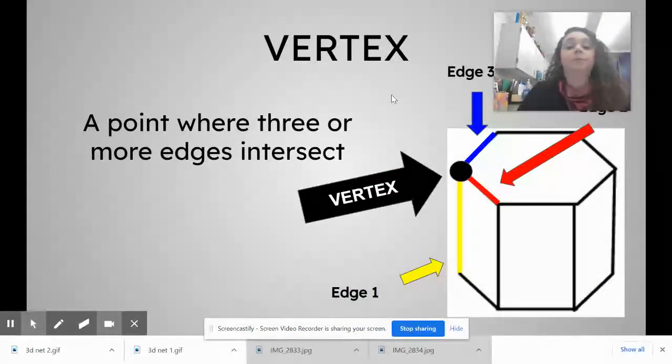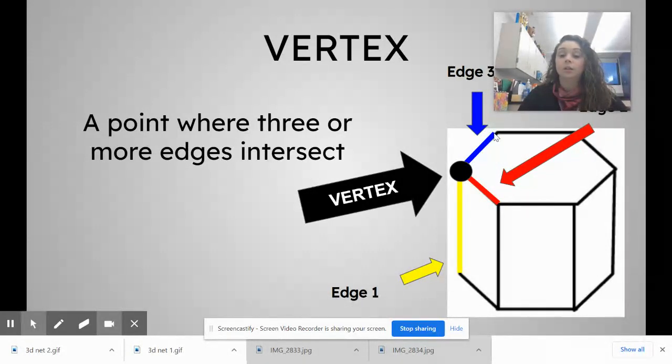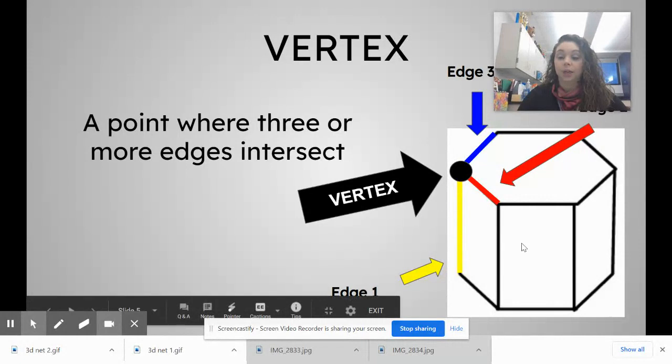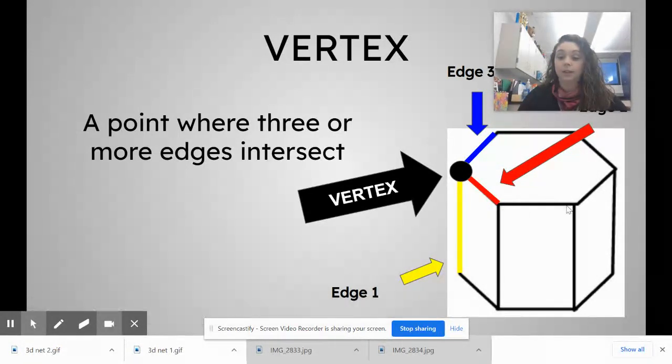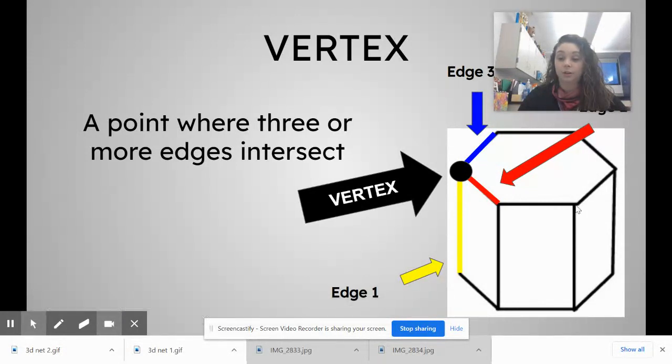A vertex or vertices, those are points where three or more edges intersect. So now I have three edges labeled here. We have our yellow edge, we have our red edge, and we have our blue edge. So the point where those intersect is called our vertex. So we've got this edge, and this edge all connecting right here. It would make this spot also a vertex.